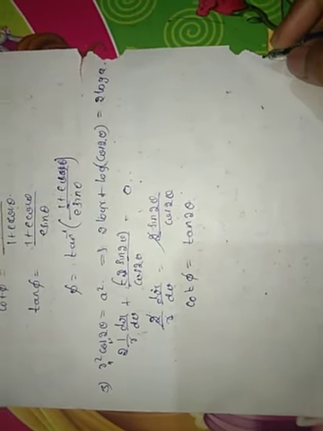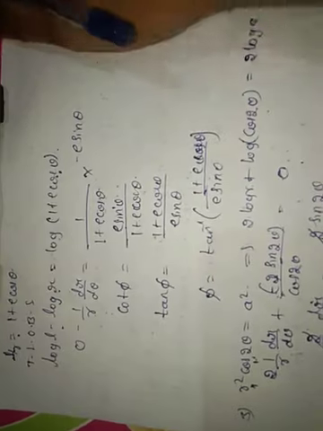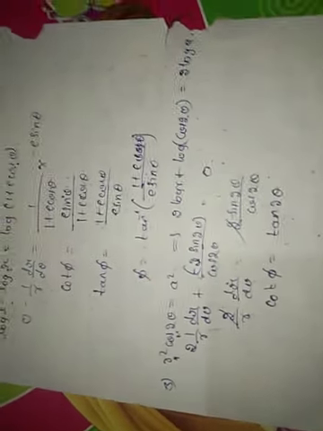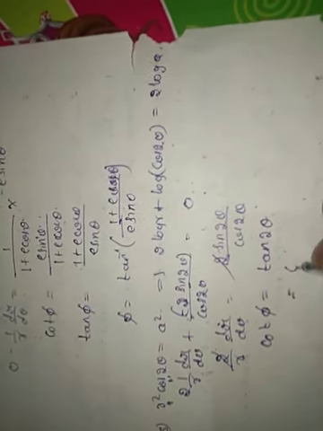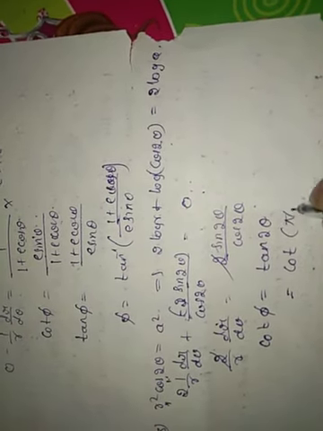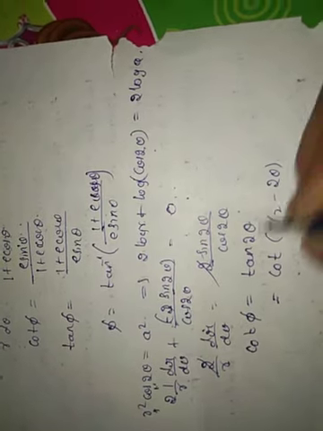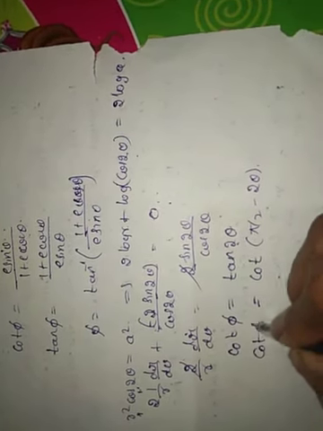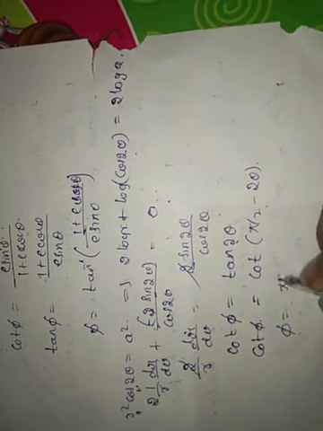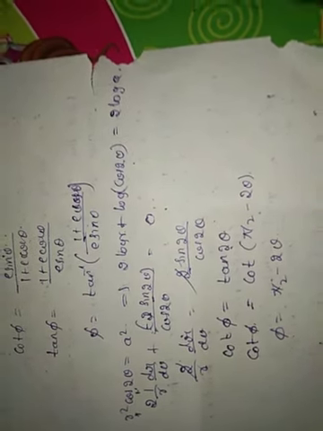Now convert tan in terms of cot here. By using the previous basic properties, tan equal to cot of 90 minus theta. So cot of 90 minus 2 theta equal to tan 2 theta. By comparison of both LHS and RHS, we get phi equal to 90 minus 2 theta. That is the angle between the radius vector and tangent here.